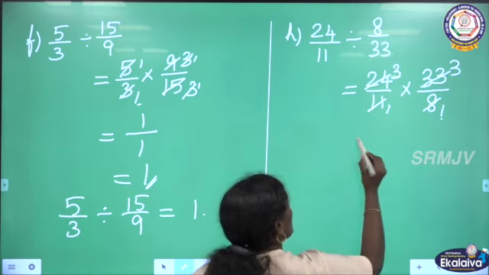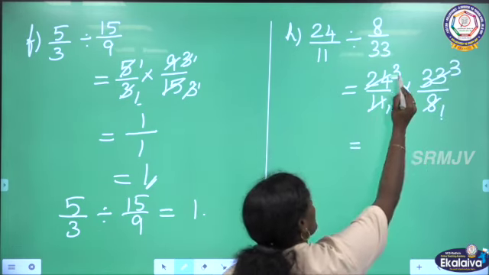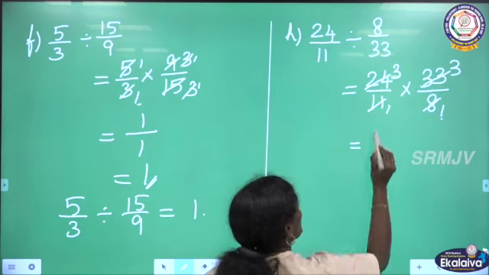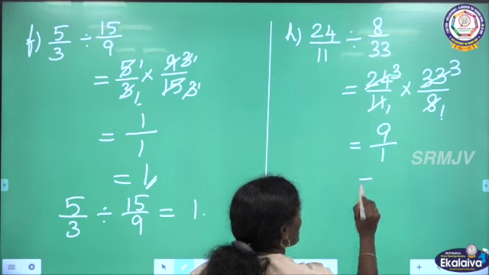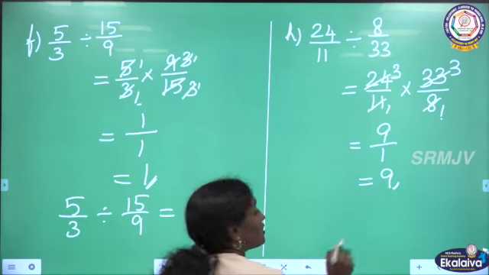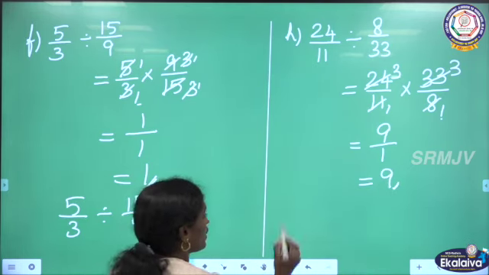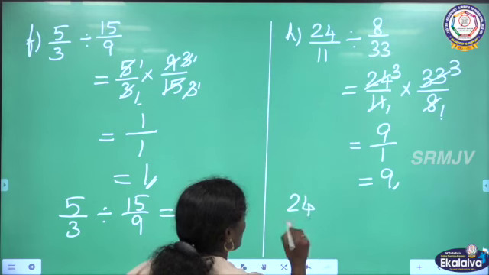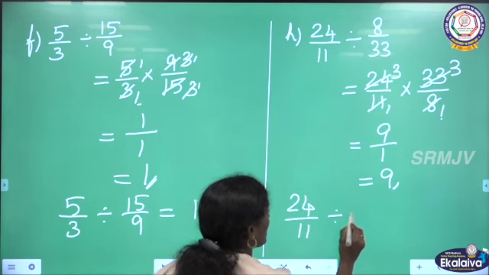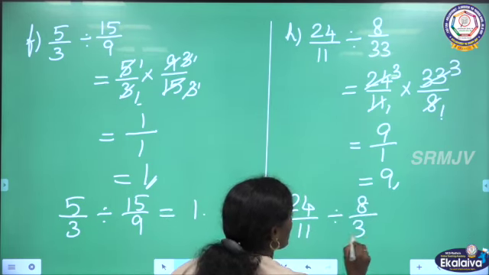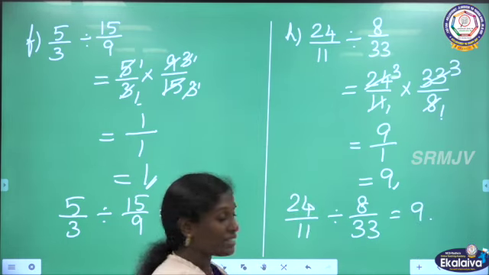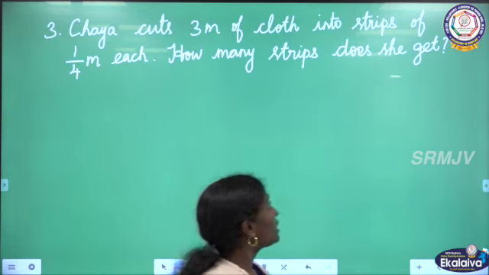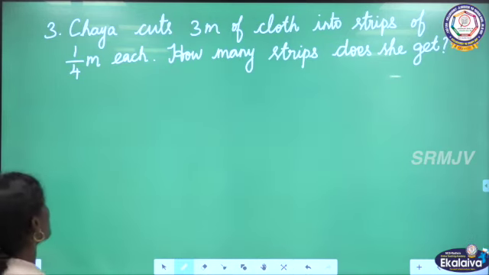Here in denominator 1 alone is there. So we are going to multiply the numbers in numerator 3 into 3, 9 divided by 1, which is equal to 9. So 9 is the answer. 24 by 11 divided by 8 by 33 is equal to 9. Is it clear, children? The next question is a word problem.